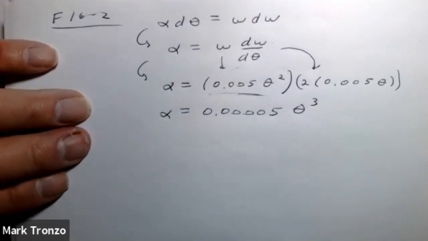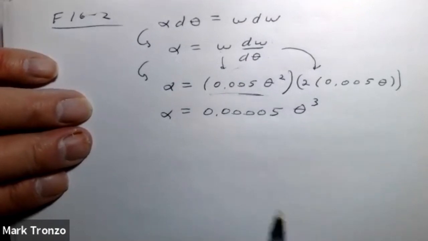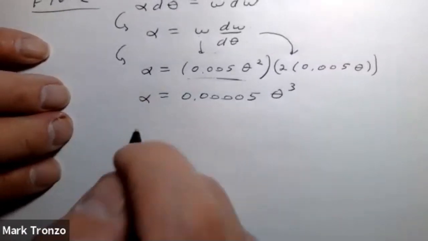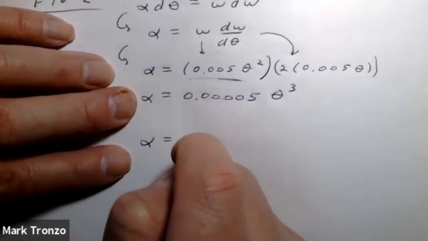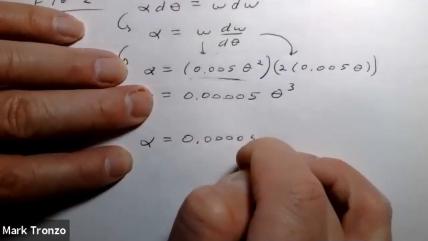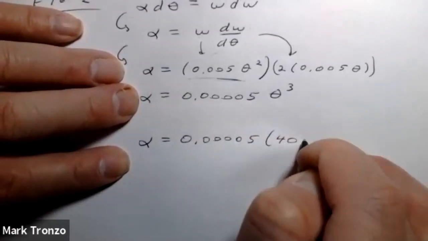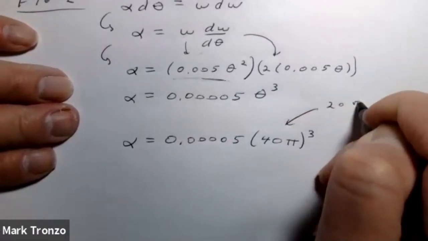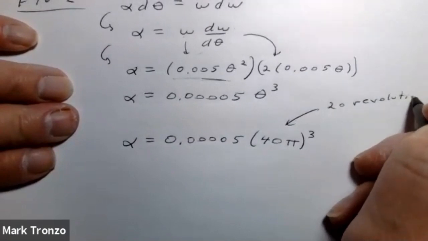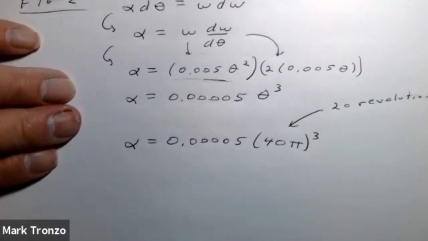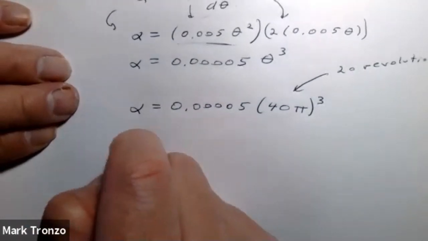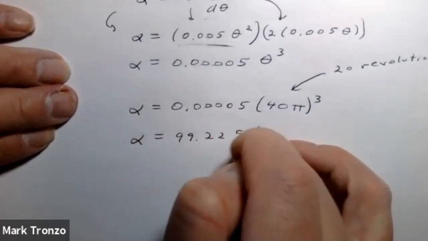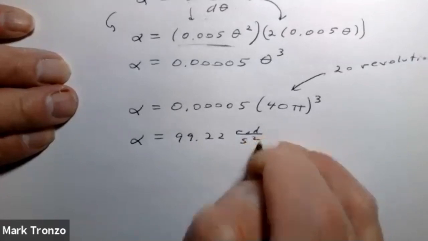And let's see, we're told for 20 revolutions. So that's going to be 20 times 2 pi. We can put that in for a theta, and remember where that came from, that's 20 revolutions. And put that on your calculator, you get 99.22 radians per second squared.